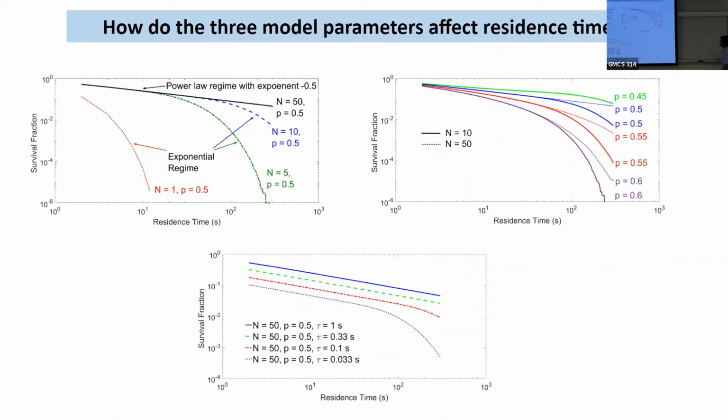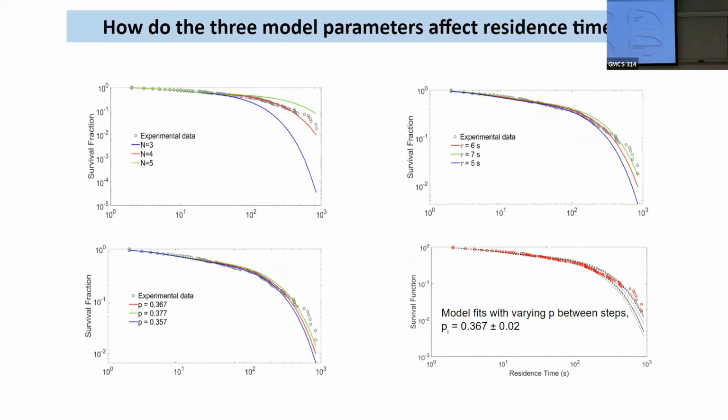In the interest of time, I'm not going to go too much over this, but this was looking at what the 3 parameters mean. If I change n, what is really changing? If I change my p, what am I changing, and how does it change the shape? And if I change my tau, how does that change the shape?